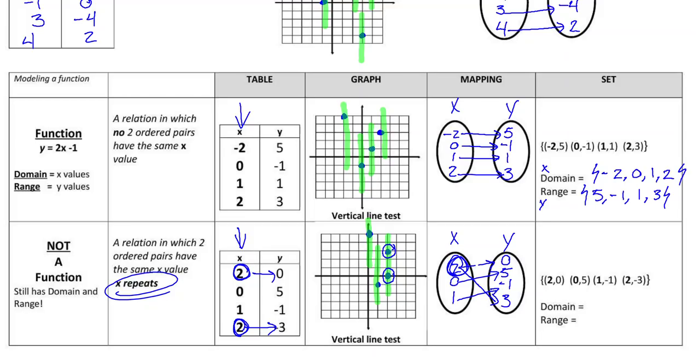And then the same thing for the domain. I only have to write it once, so I really don't have to write that second 2 because it maps to another value. And then my range 0, 5, -1, and -3. So you don't have to repeat it if it's already there.